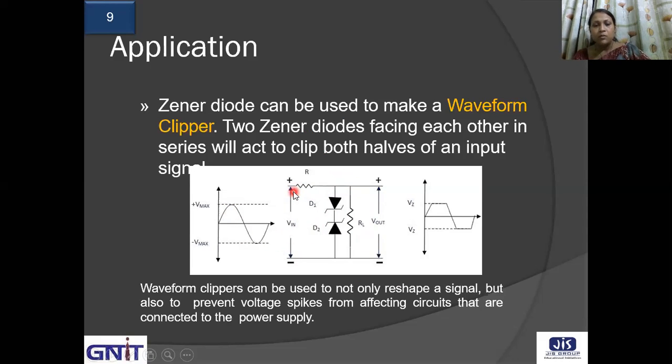The current for the rest of the waveforms flows through the circuit, and we are getting the clipped waveform. The positive half is clipped a little bit and the negative half is also clipped a little bit. So in this way we are getting the output voltage waveform. So the Zener diode acts as a clipper. A waveform clipper can be used not only to reshape a signal but also to prevent voltage spikes from affecting circuits that are connected to the power supply. So in that sense, Zener diode is very much useful to suppress spikes or damage to the circuit.